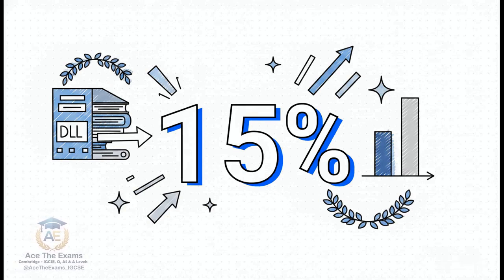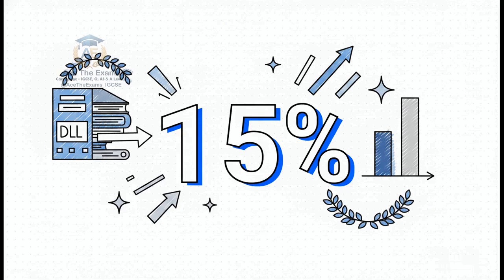Did you know that DLL questions and their related system architecture concepts account for approximately 15% of the total marks in Paper 2? Think about that for a second. 15%? That is massive. In the context of the Cambridge grading system, that single percentage chunk can easily represent the difference of an entire grade boundary, or perhaps even two.